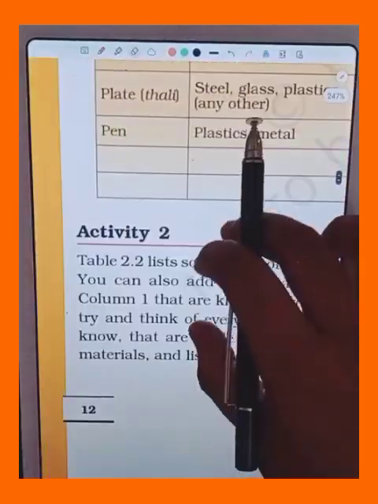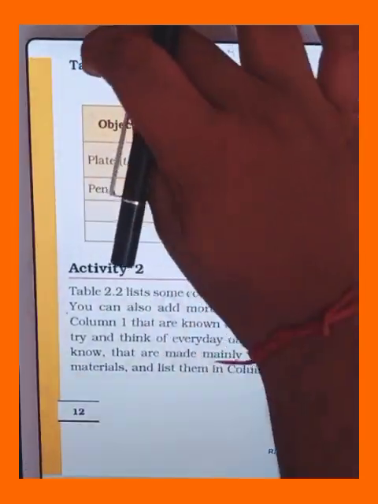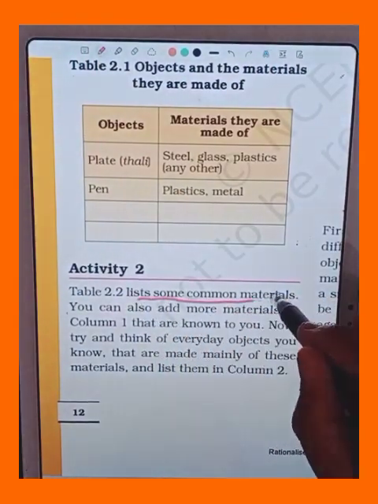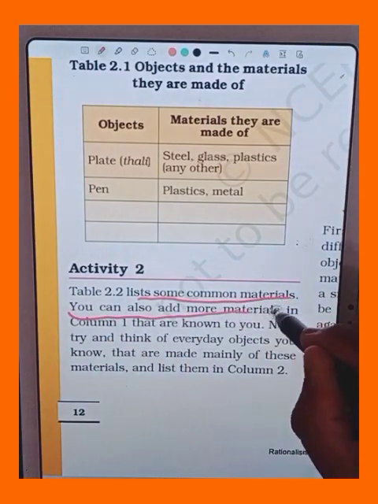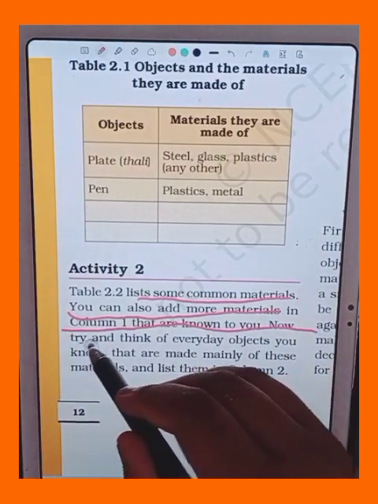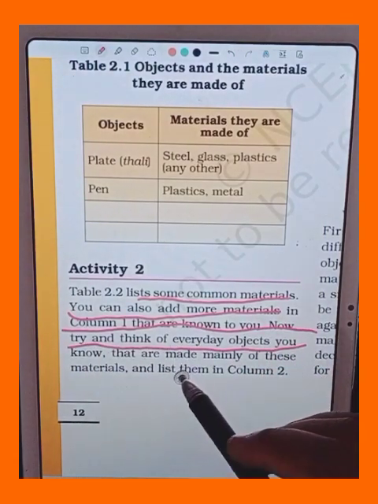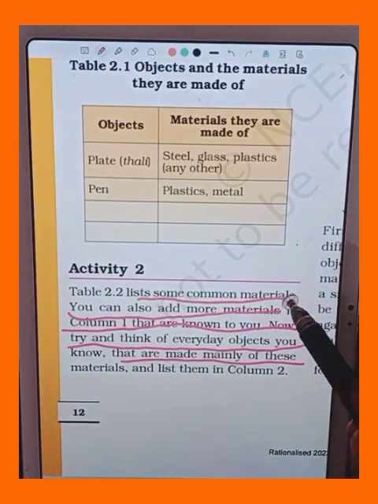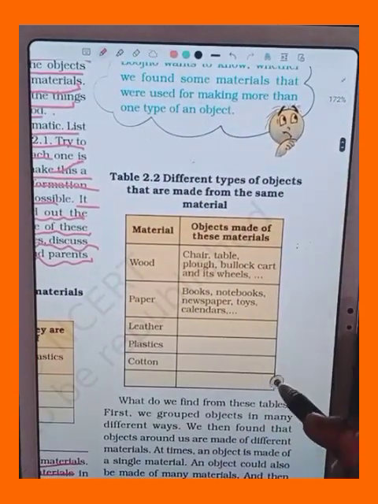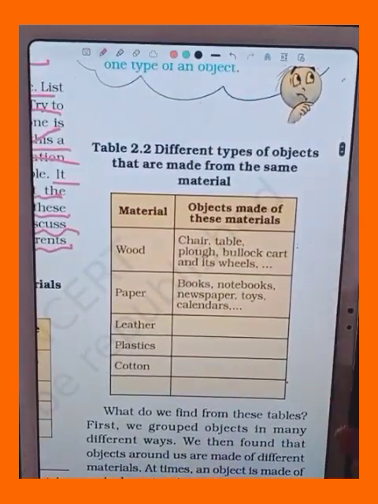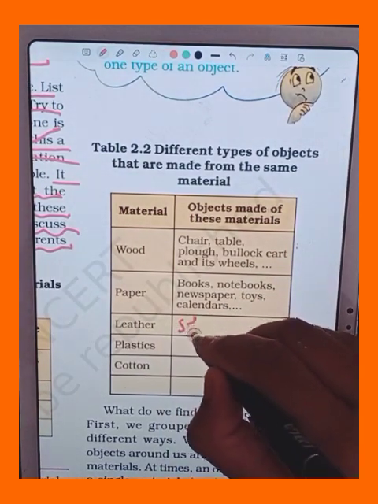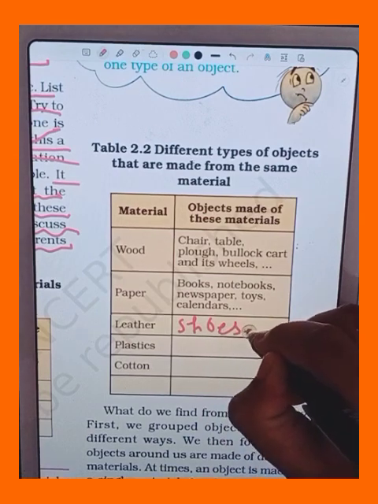So activity number 2. Activity number 2 says table 2.2 lists some common materials. You can also add more materials in column number 1 that are known to you. Now try and think of everyday objects you know that are made mainly of these materials and list them in column 2. So wood, paper, leather. Shoes are made from leather.